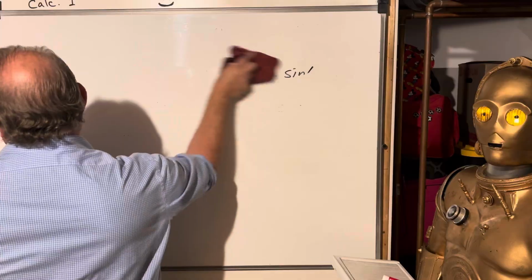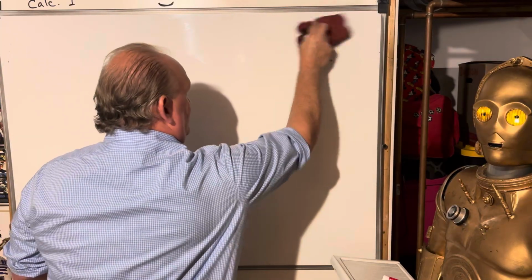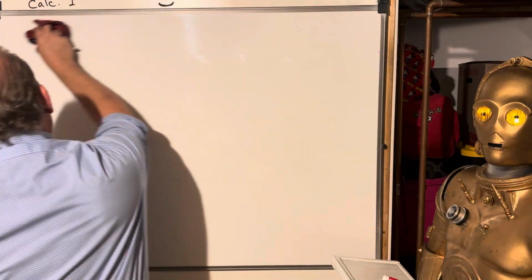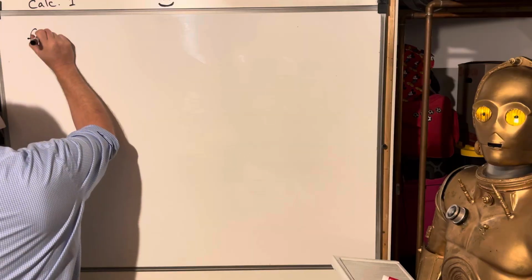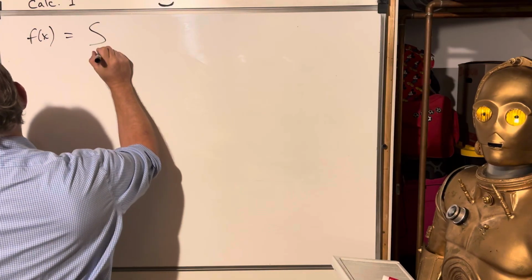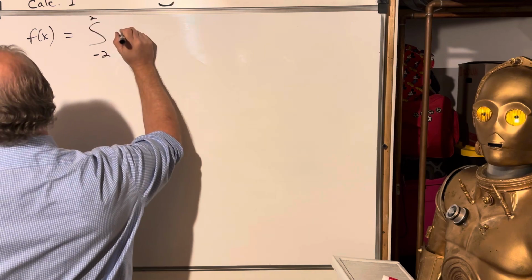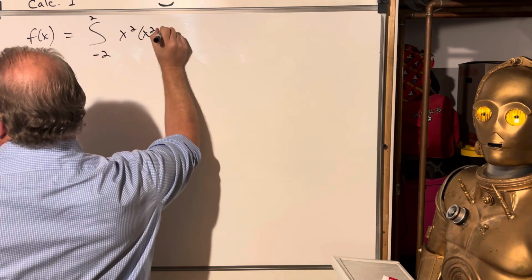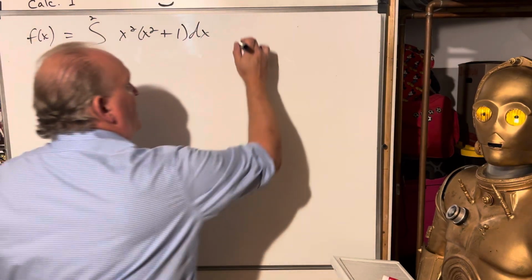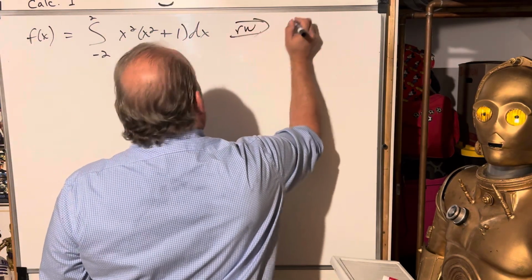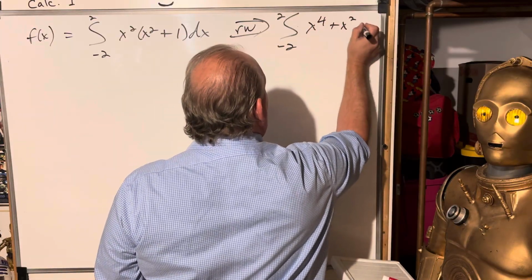Verify that it's even. Okay, so this one we can integrate, and show you that it's going to work. So here, the integral from -2 to 2 of x squared plus 1 dx. All right, so this one we can integrate. Let's rewrite it: the integral from -2 to 2 of x to the 4th plus x squared dx.